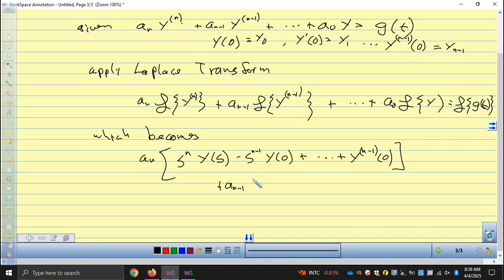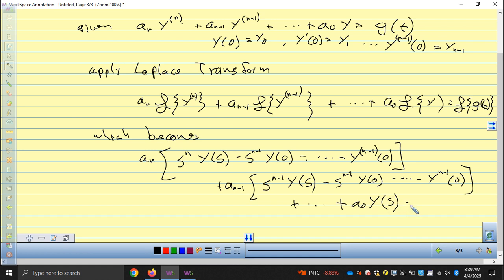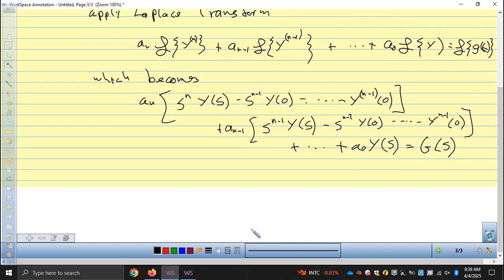plus a sub n minus 1 times s to the n minus 1 Y of s minus, this should be a minus here, and this should be a minus, we're subtracting, minus s to the n minus 2 y of 0 minus dot dot dot minus y to the n minus 2 at 0 plus, and we get a sub 0 Y of s equals G of s, which is an algebraic equation in Y of s.